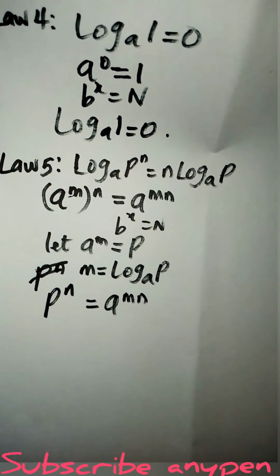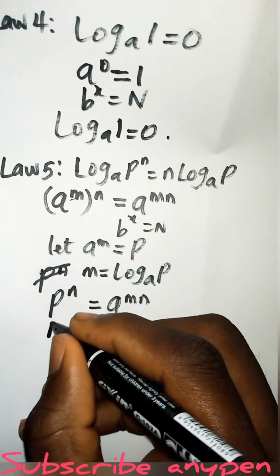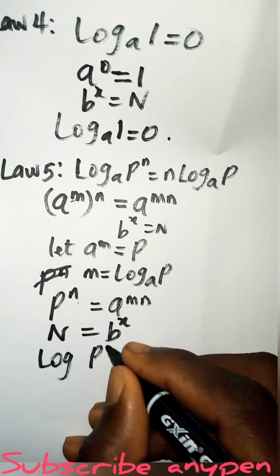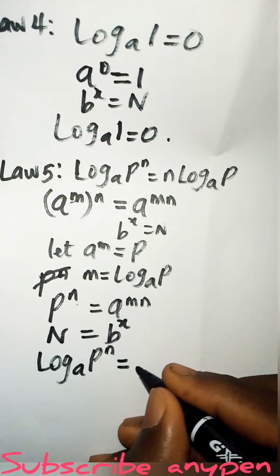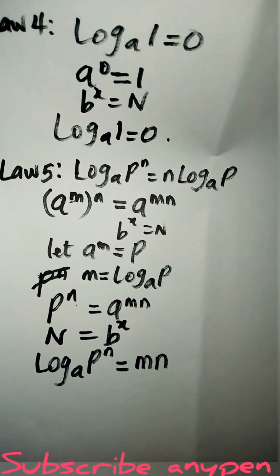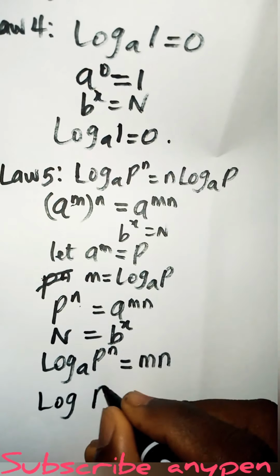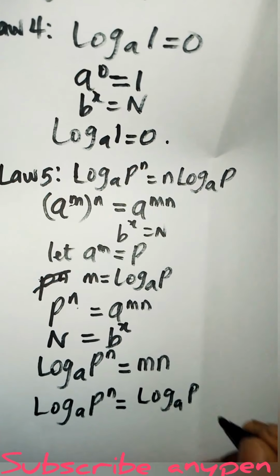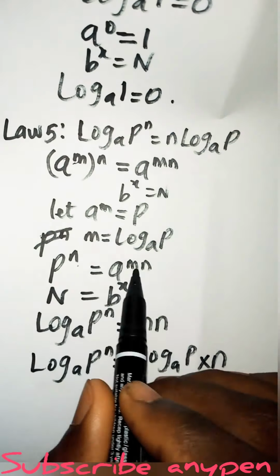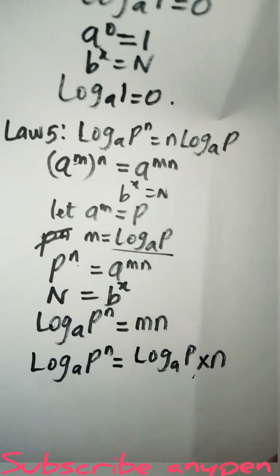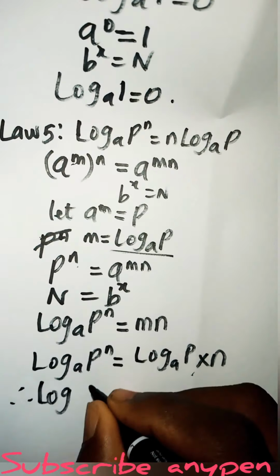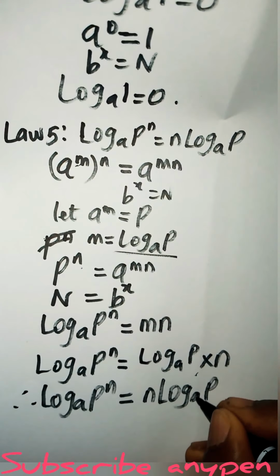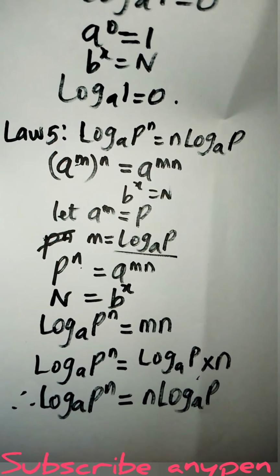If we compare this, we have log p to the power of n base a equals mn. Then m is log p base a, times n. From here, m is this, so I substituted it. Therefore, log p raised to the power of n base a is n log p base a. So these are the laws of logarithm.